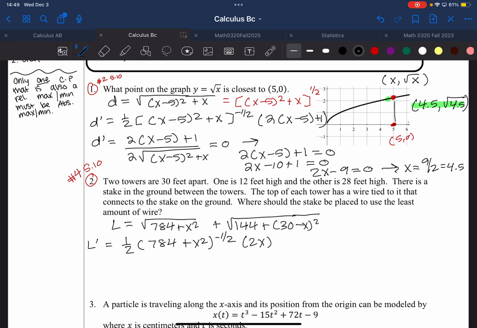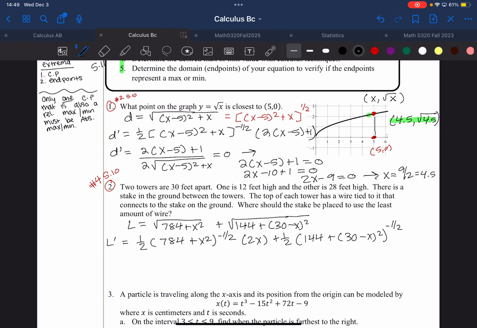Then we do the same thing for the next radical. So this is going to be plus 1/2 times 144 plus 30 minus x squared to the negative 1/2. And then we have two chain rules inside of here. We have to deal with the exponent for the 30 minus x squared and then take the derivative of that inside function. So what am I going to be multiplying by? 2? Not just 2. Oh, it would be 60 minus 2x.